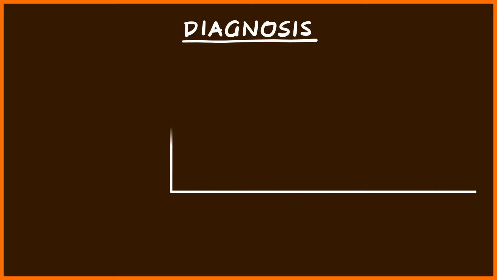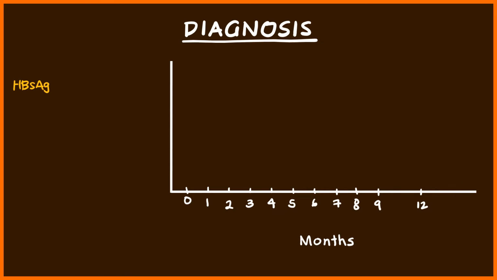So to understand this, we're going to create this table here. This table shows the months after exposure to the virus. So the first serum marker we'll look at is the serum antigen, the surface antigen, which, as you recall, is found on the outside of the virus envelope.